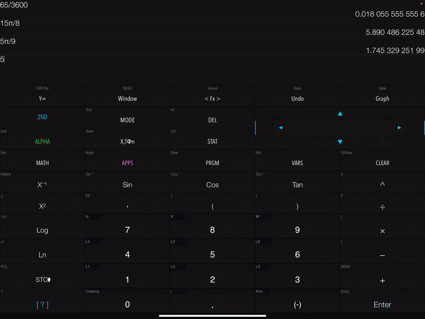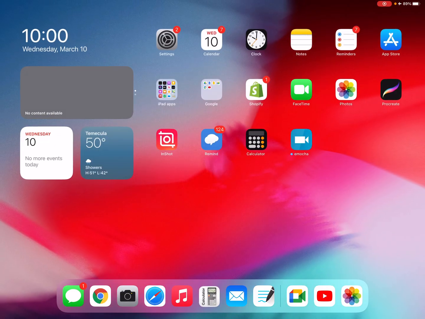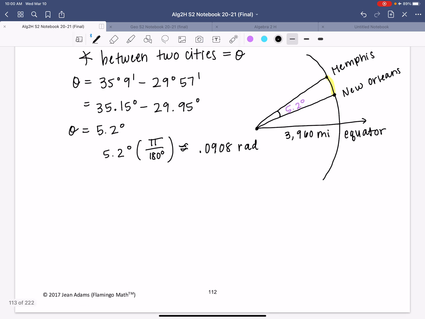So we're going to have 5.2 times pi, not tangent, 5.2 times pi divided by 180, which equals 0.0908. So 0.0908 radians. I'm just going a little bit longer just so we have a more accurate answer.